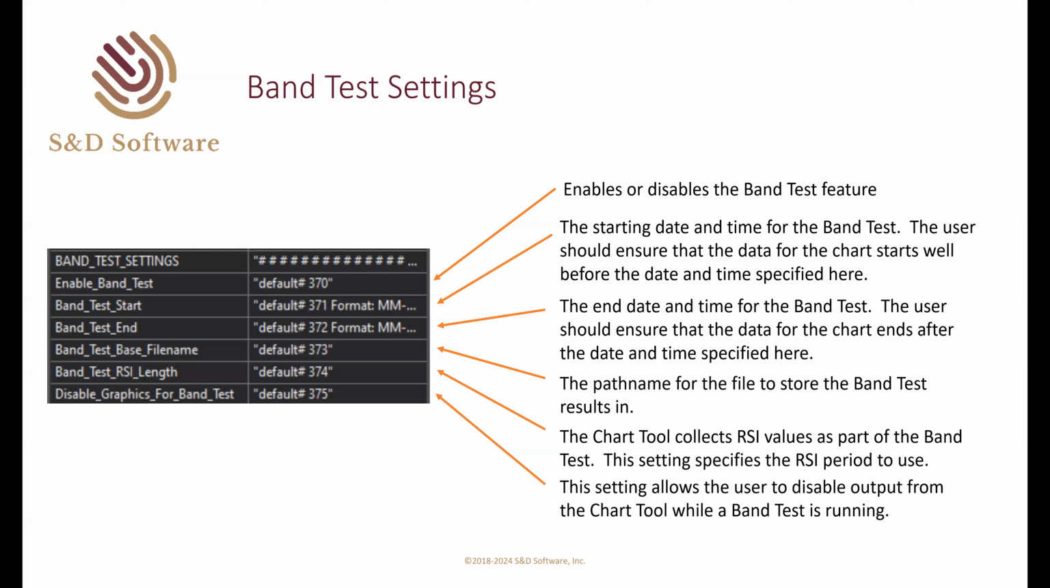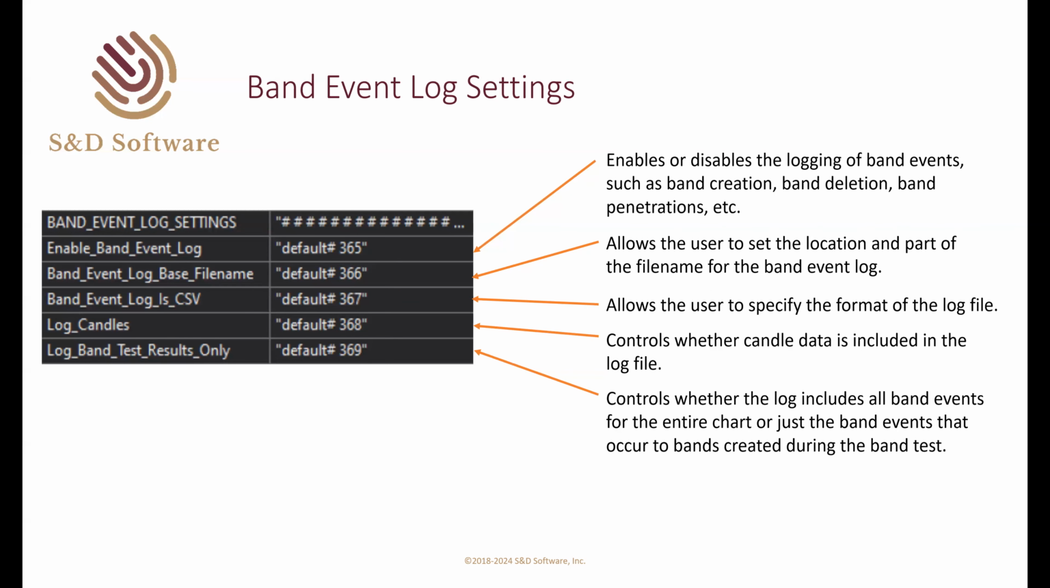So these are the settings for the band test itself. Now, getting the summary report out is all well and good, but we would often like to have the actual raw data that backs up that summary report. And that way, you don't have to trust the tool. You can actually have the raw data. You can look at it yourself, or you can go and do further analysis. And that's why we have the band event logging.